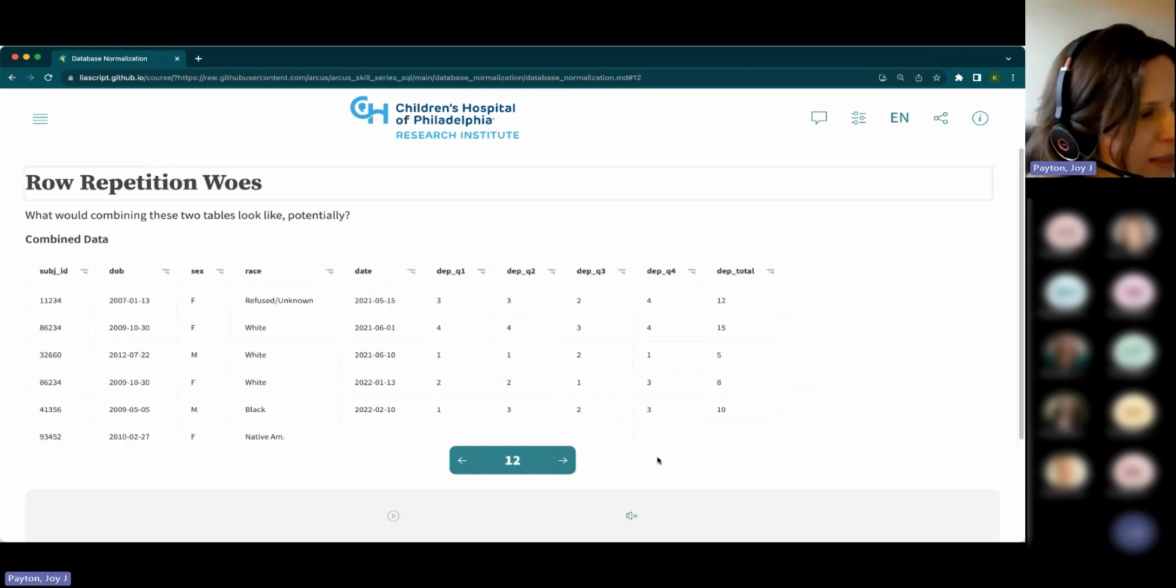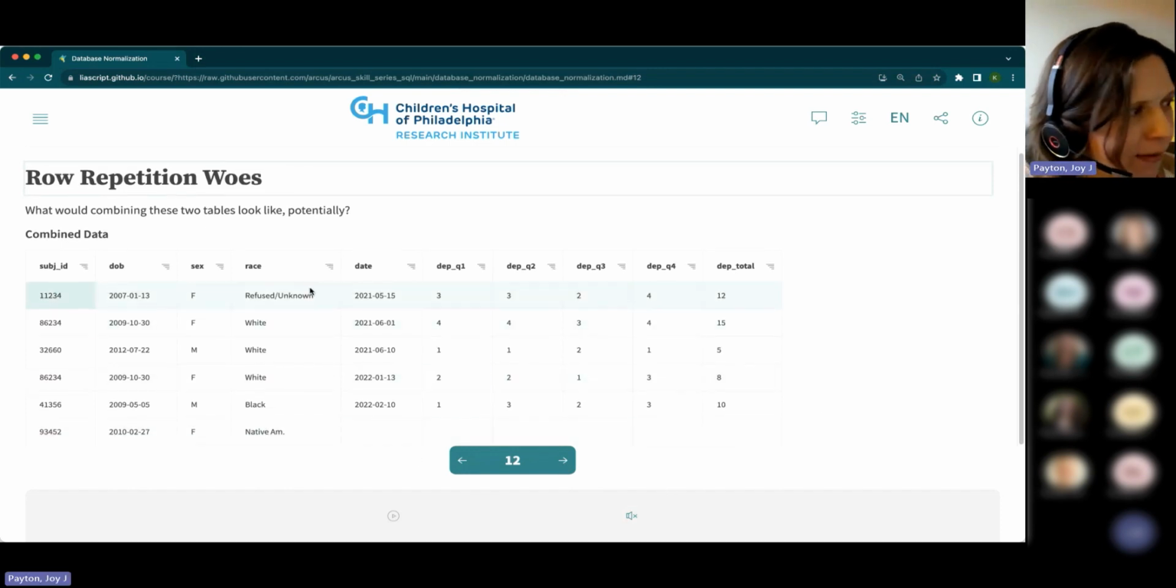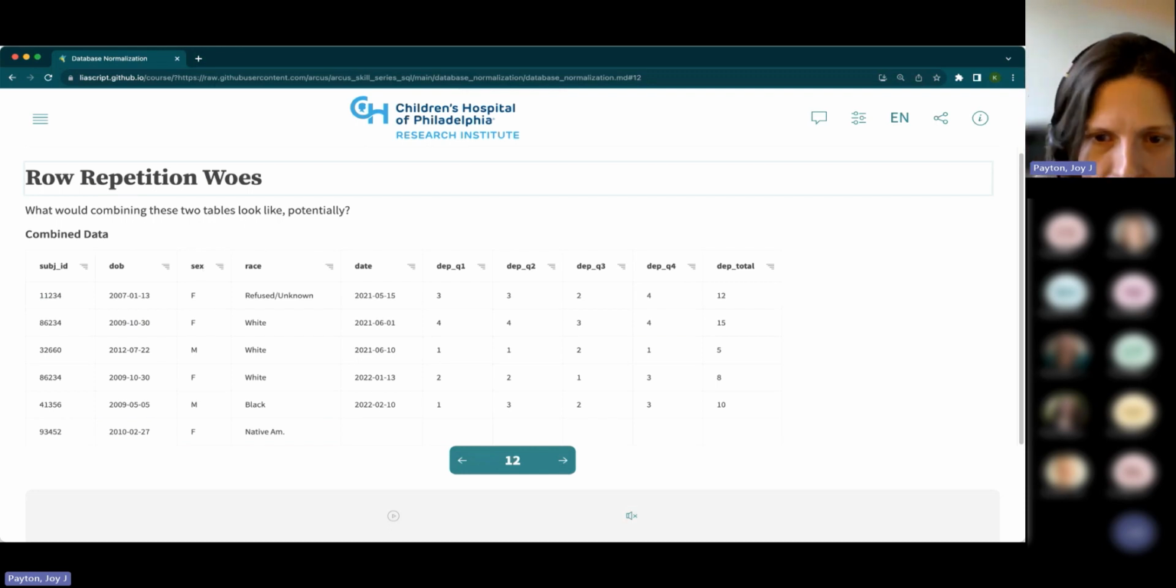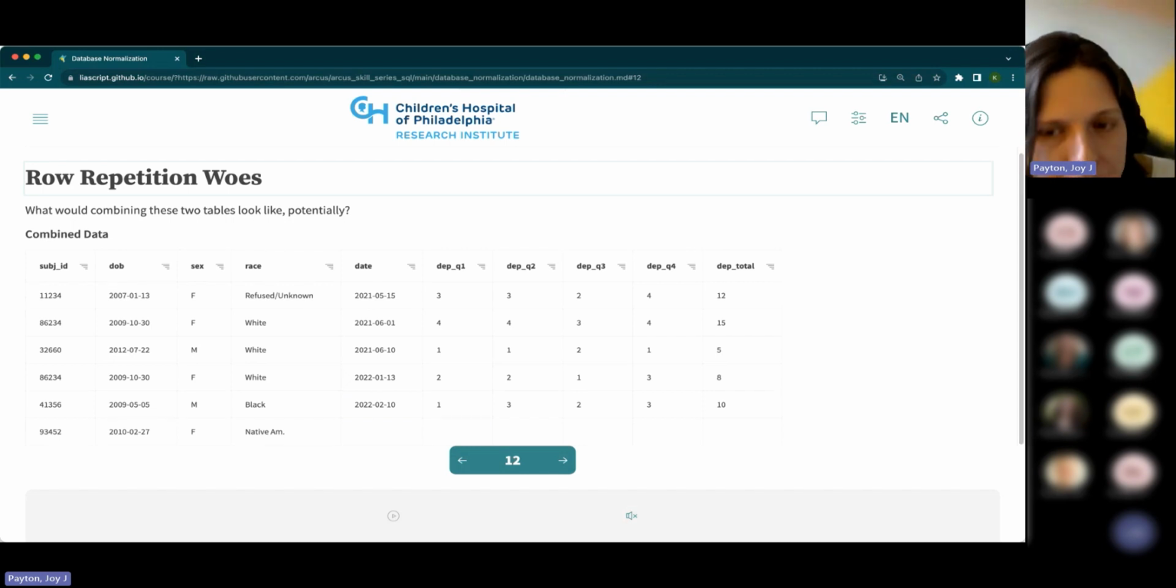Well, this is what I think this combined data might look like. We have the demographic information in the first few columns, and then we have the depression inventory. And this looks pretty clean, but I do want to point a few things out. One thing is that the demographic data for a given subject is the same each time they take the depression inventory. So no matter how many times they take it, their date of birth is the same, their sex is the same, their race is the same across all of these instances, right?